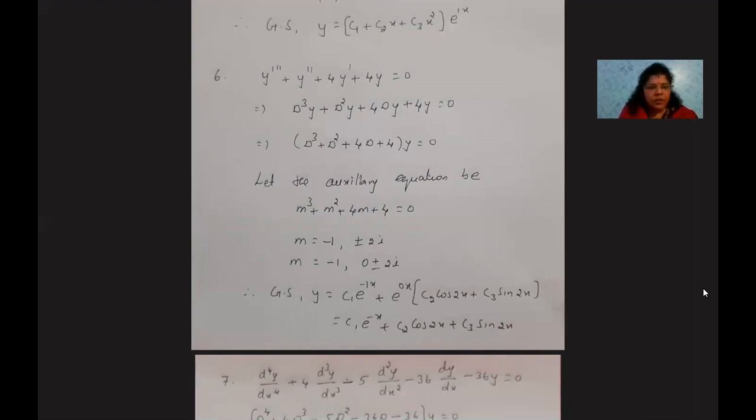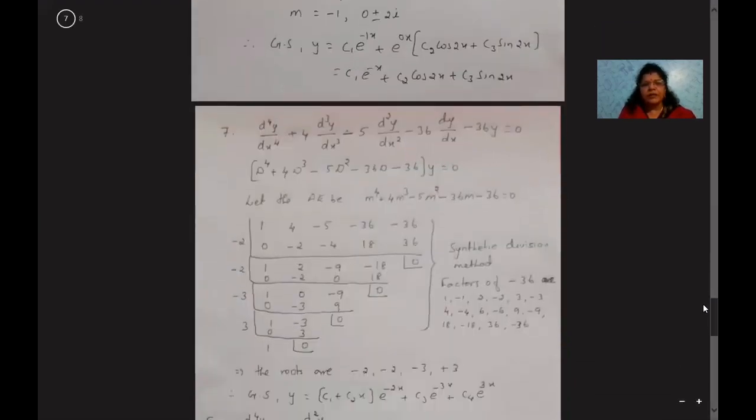So we'll move on to the general solution. The first one is real and distinct, so C1 e to the power minus 1x. The second one is the complex root, that is e to the power 0x. Since alpha is 0, e to the power 0x into (C2 cos 2x plus C3 sin 2x).